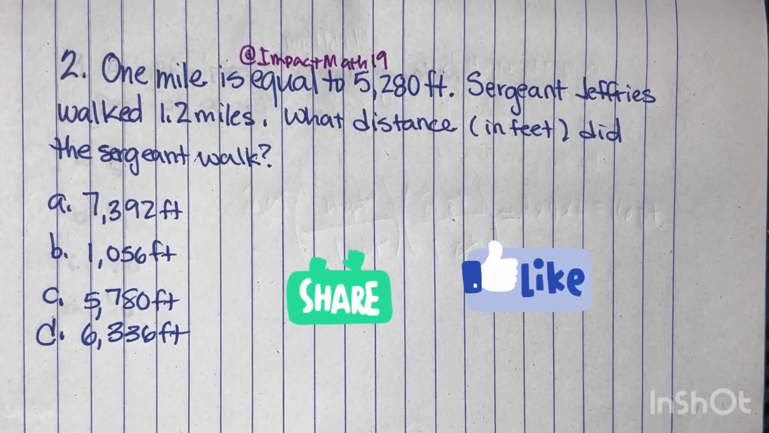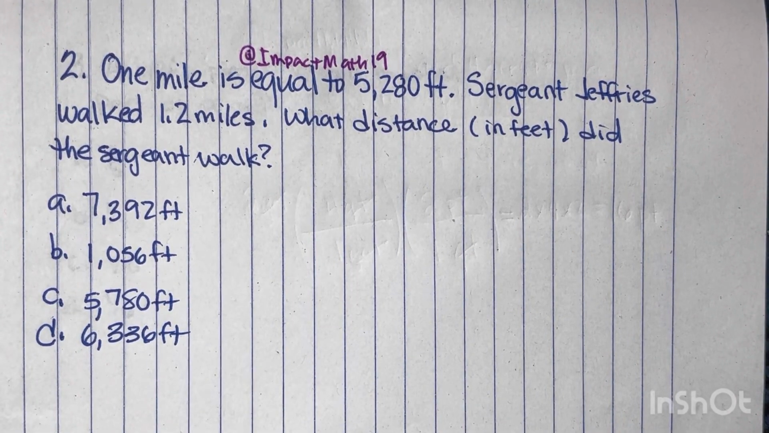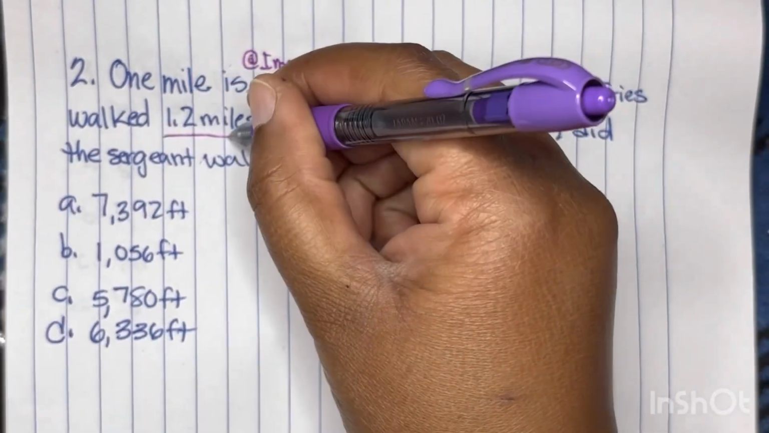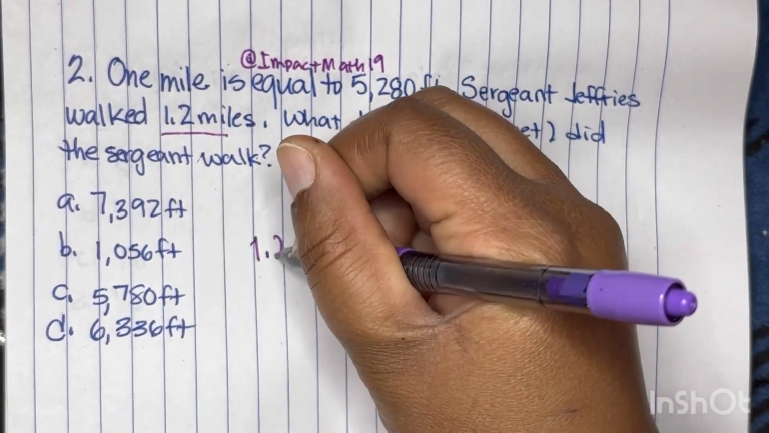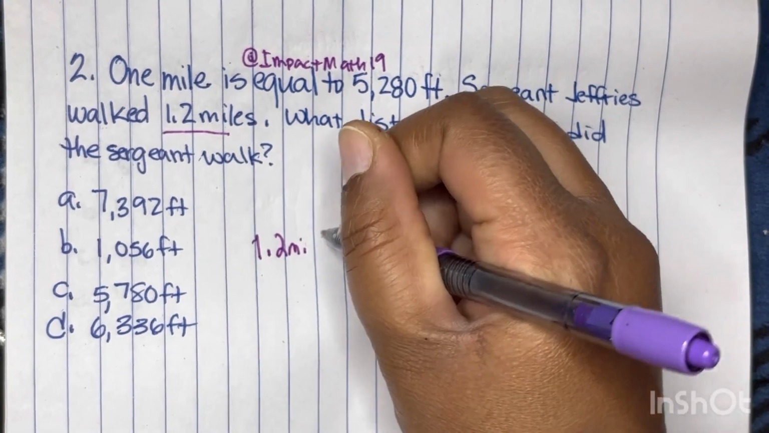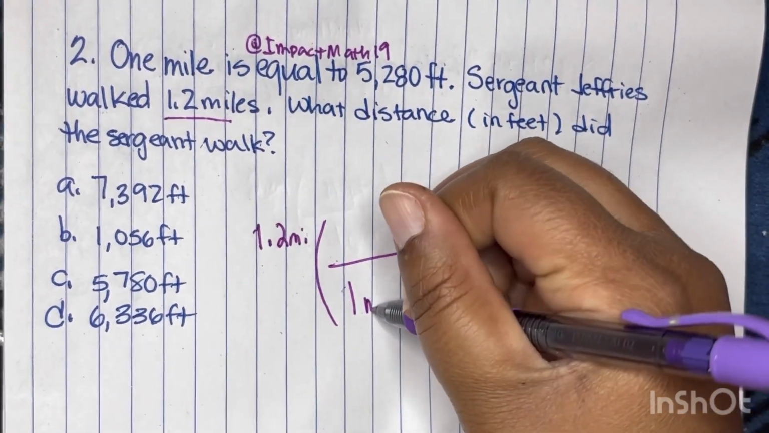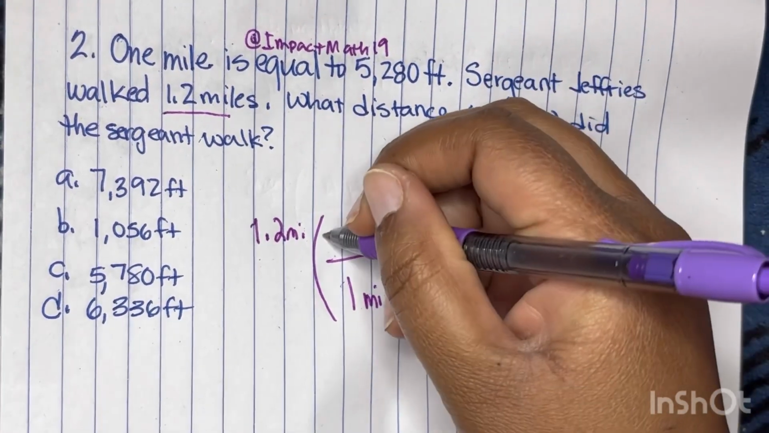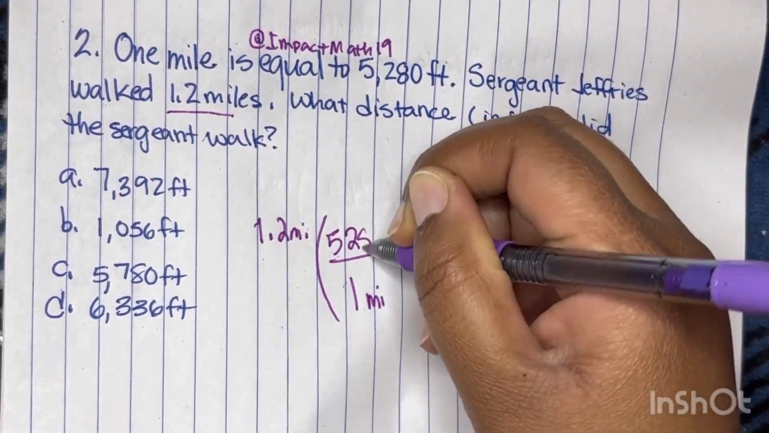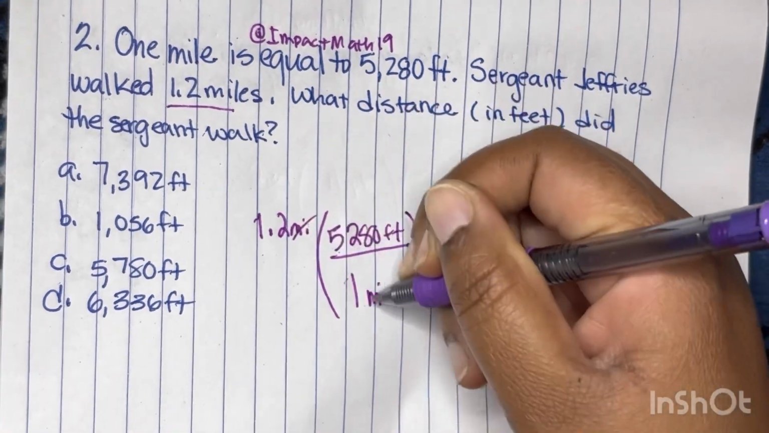1 mile is equal to 5,280 feet. Sergeant Jeffries walked 1.2 miles. What distance in feet did the sergeant walk? So we're going to always start with what we're given. We're given 1.2 miles, so 1.2 miles. Now we want to cancel miles. So they told us 1 mile is equal to 5,280 feet. Our miles cancel.